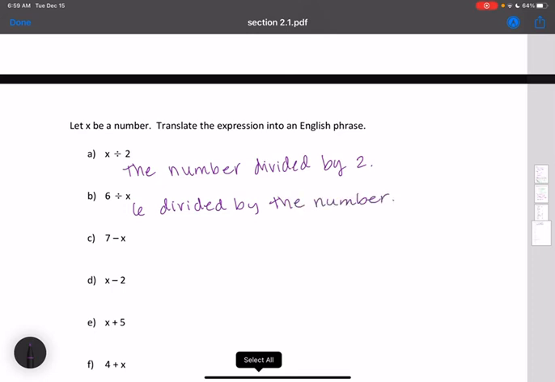Done. Cool. For C, 7. Lots of different words for subtraction, right? So many different options. I'm just going to go with minus for no particular reason. 7 minus the number.